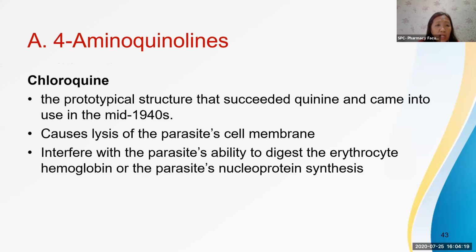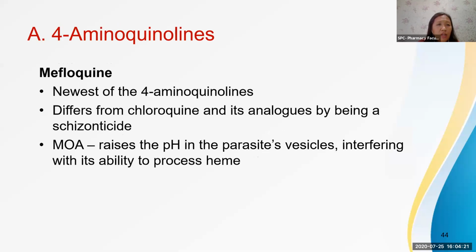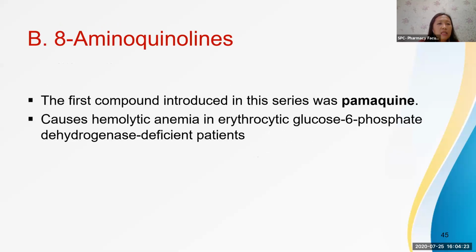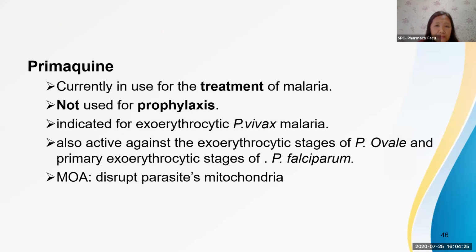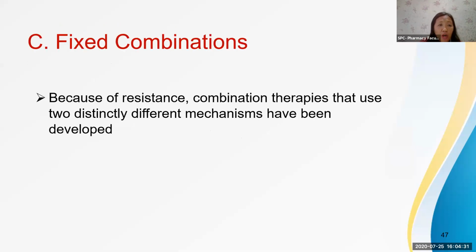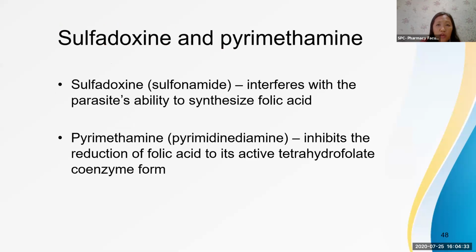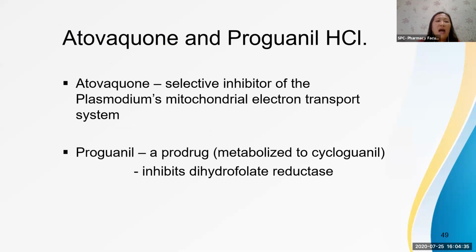So we have your aminoquinolines, your chloroquine, your mefloquine. Then we have your primaquine, not used for prophylaxis, ha? So remember that. Okay. Then fixed combinations: sulfadoxine and pyrimethamine, atovaquone and proguanil. So proguanil is a prodrug, and it inhibits the dihydrofolate reductase.